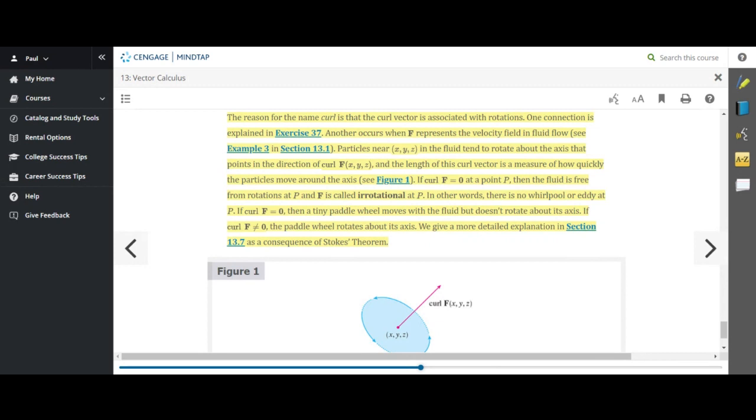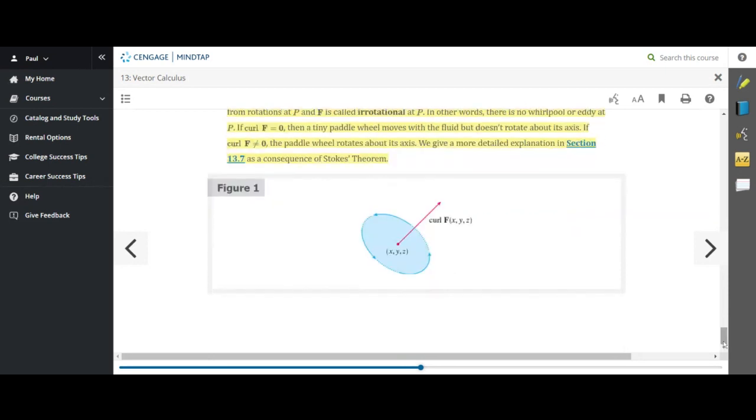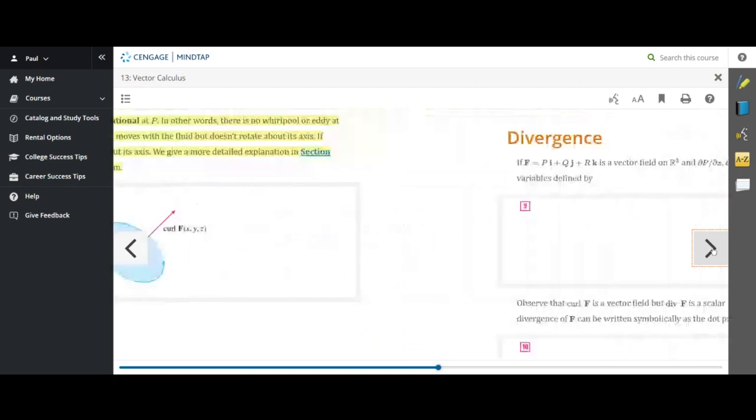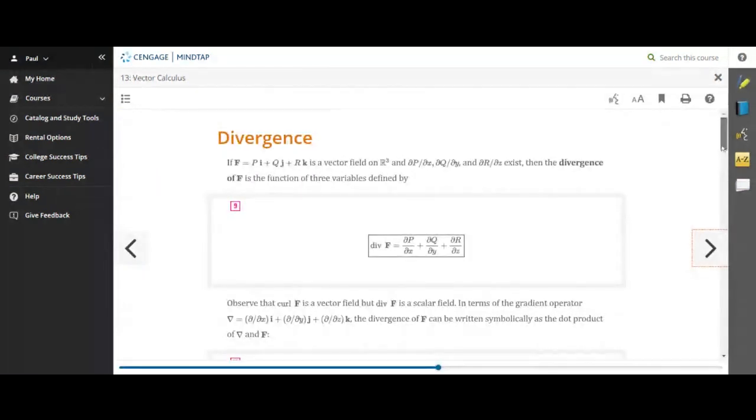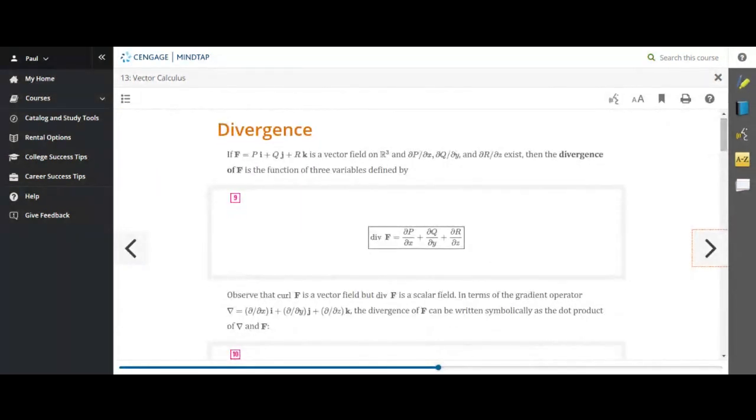Okay. Well, there's something else important in section 13.5, and that is called divergence. Not the movie Divergence. How many have heard of the movie Divergence? That's a newer one. Some of you, I'm sure, have heard of that.